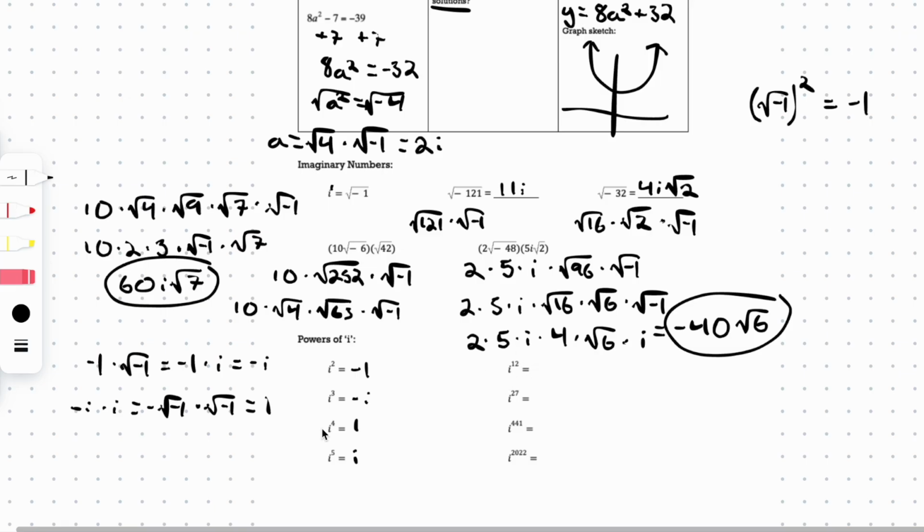So for example, in I to the 12th, we have 3 groups of 4, and it goes in exactly evenly. So we know, since there's no remainder, that we're going to end at this 4th point, which is just equal to +1. In this case, where we have I to the 27th, we can fit 24 as a multiple of 4, 6 times. And then we have 3 extra. So we have 1, 2, 3. So I to the 27th is just going to be equal to I to the 3rd. And that's going to be -I.